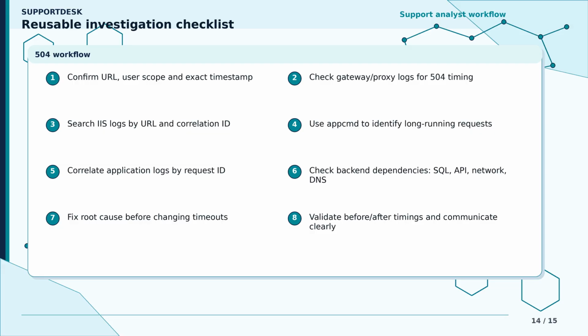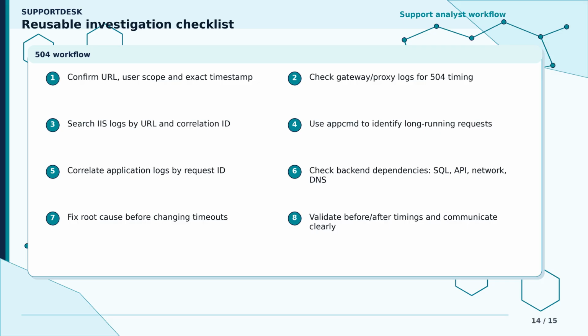The reusable checklist is the main takeaway for application support teams. Start with scope: who is affected, what URL is failing, when it started, and whether it is intermittent or consistent. Then collect evidence: browser error, gateway logs, IIS logs, application logs, event logs, monitoring data and recent changes. Next, inspect live behavior if the issue is active. Look for long-running IIS requests, app pool health, worker process state, connection pool pressure, CPU, memory, and backend dependencies.